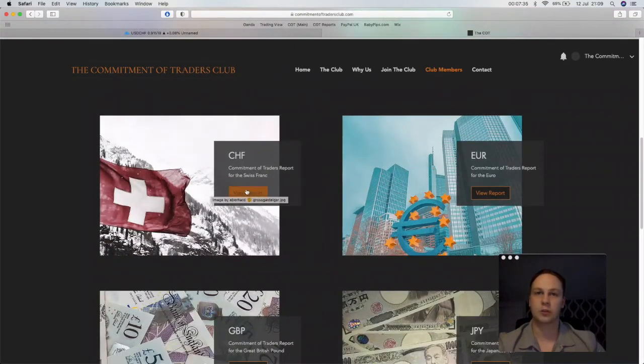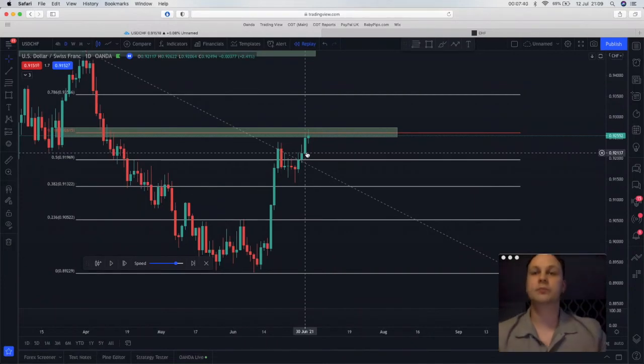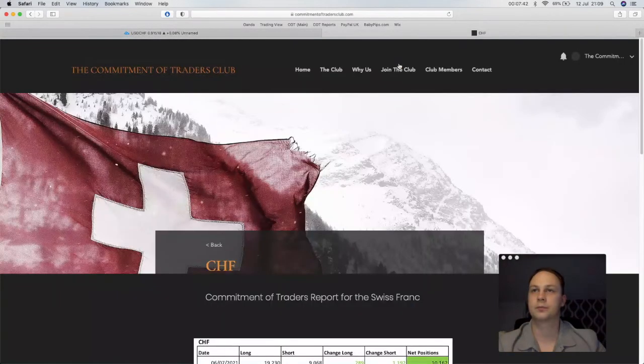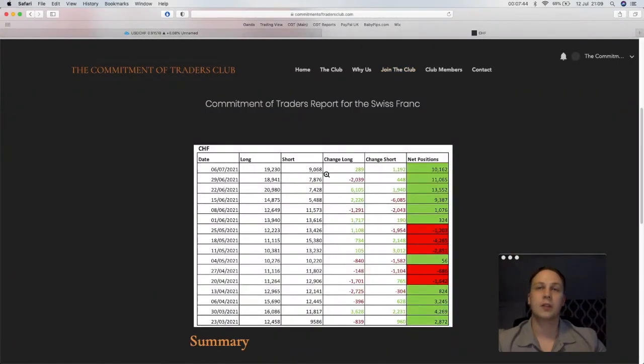So we're going to the Swiss franc. What day was this around? It was around the 30th of June. Now, the commitment of traders reports are traded against the US dollar. So this is actually CHF USD, but we want USD CHF, so we just reverse the data. Now, what can we see? We can see here that the net positions on the CHF are bullish. They are long at first glance.